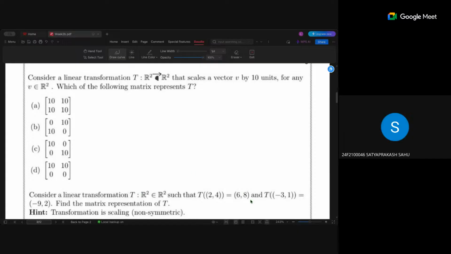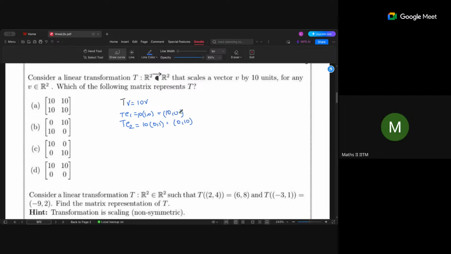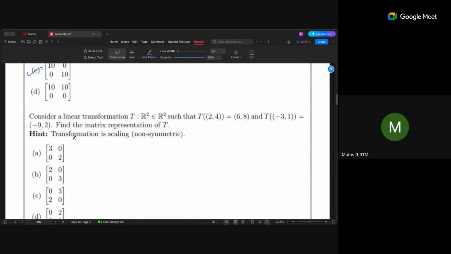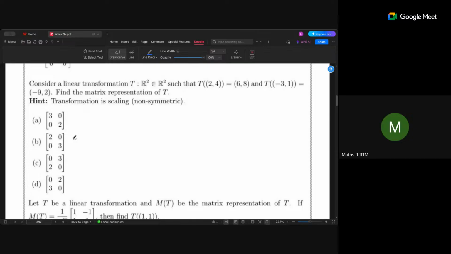Okay, so most of you have the answer as C. Good. Okay, so because what is happening? Any vector V is simply mapped to 10 times of V. So TE1 is 10 times of E1. So it is simply 10 comma 0. Similarly, TE2 is 10 times of E2. So 0 comma 10. So 10 0, 0 10. So this is the correct answer. Right. So remember this is TE1 and this is TE2. Okay. Fine. Similarly, let's try this one.